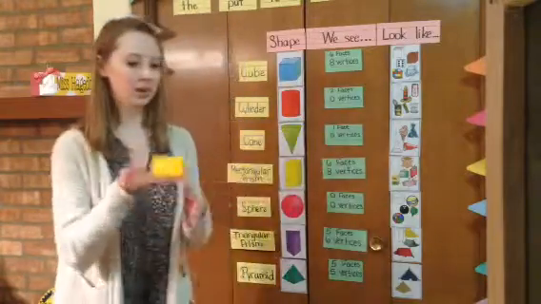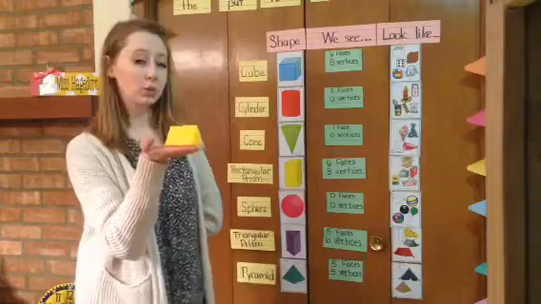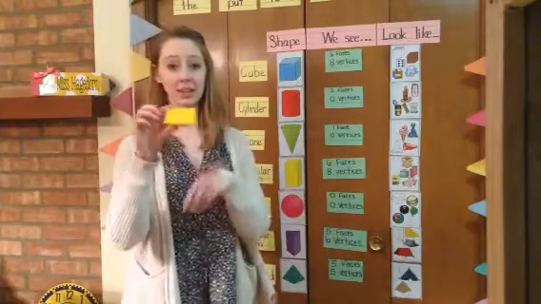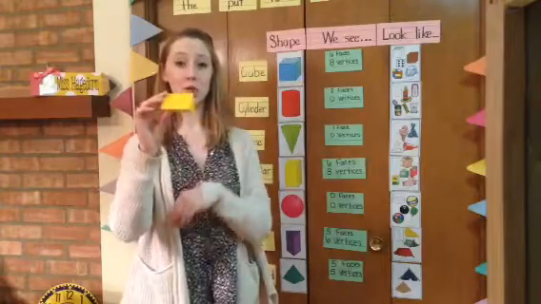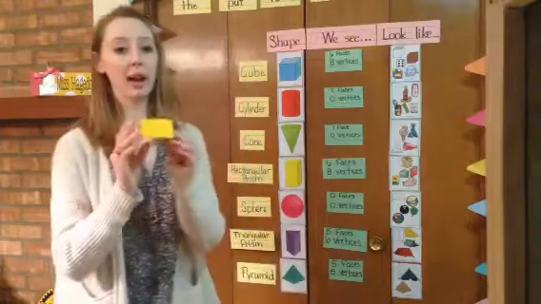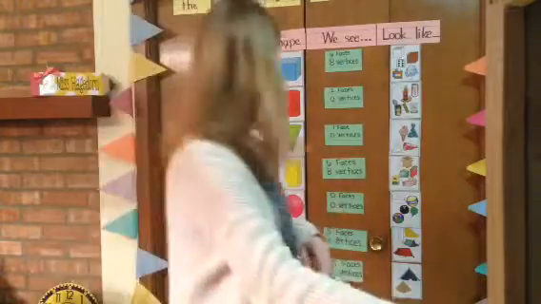So I don't have any good examples of a triangular prism to show you, but have you ever seen a triangular prism shaped piece of cheese or maybe a tent? Those can be triangular prisms.